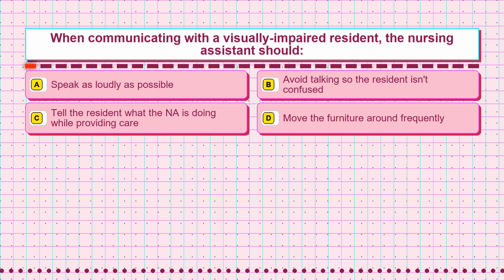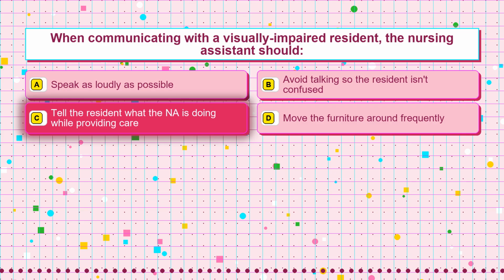Question 21. When communicating with a visually impaired resident, the nursing assistant should: Option A. Speak as loudly as possible. Option B. Avoid talking so the resident isn't confused. Option C. Tell the resident what the NA is doing while providing care. Option D. Move the furniture around frequently.